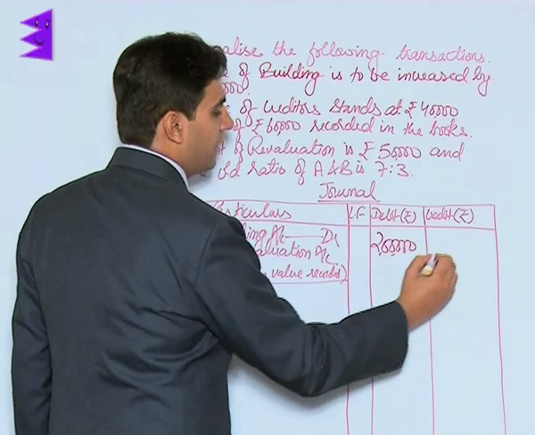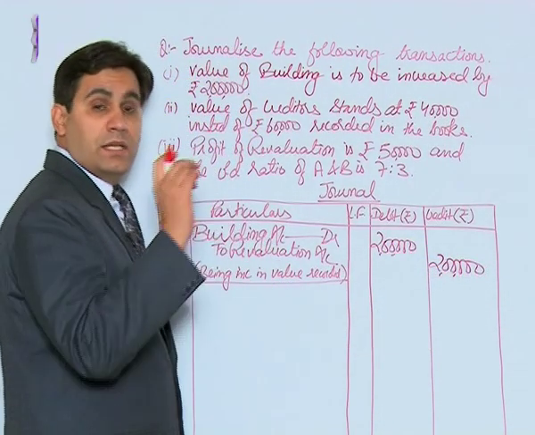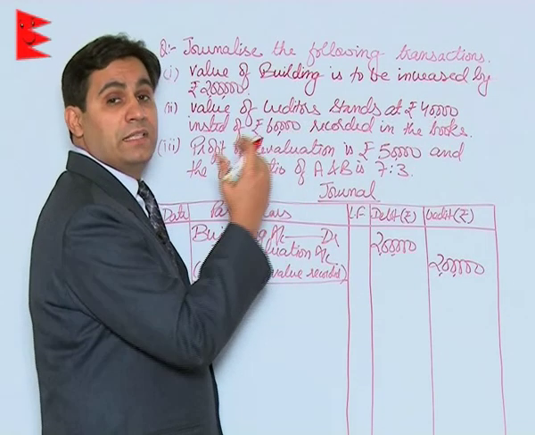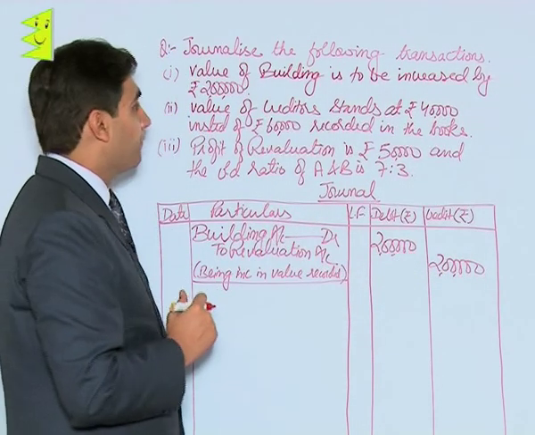Now students, it clearly says that it was increased by 2 lakh. That means this is the differential value. This is the value that is to be increased now. So it has increased by 2 lakh straight away.